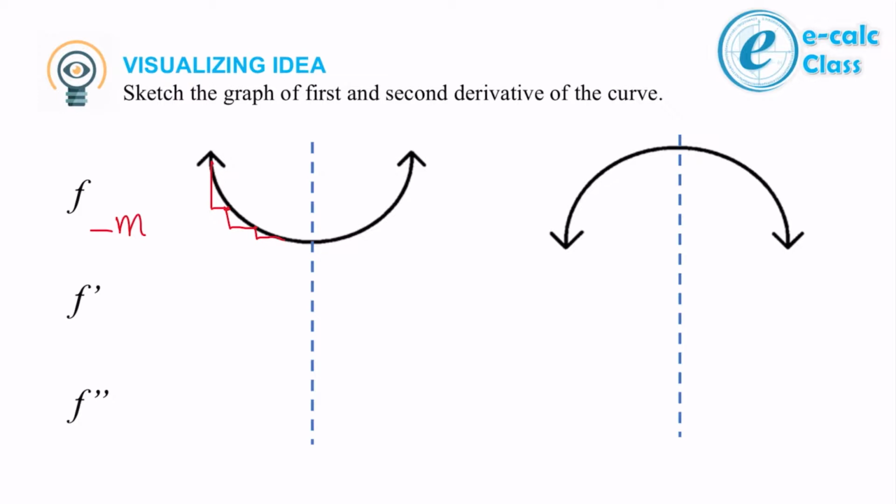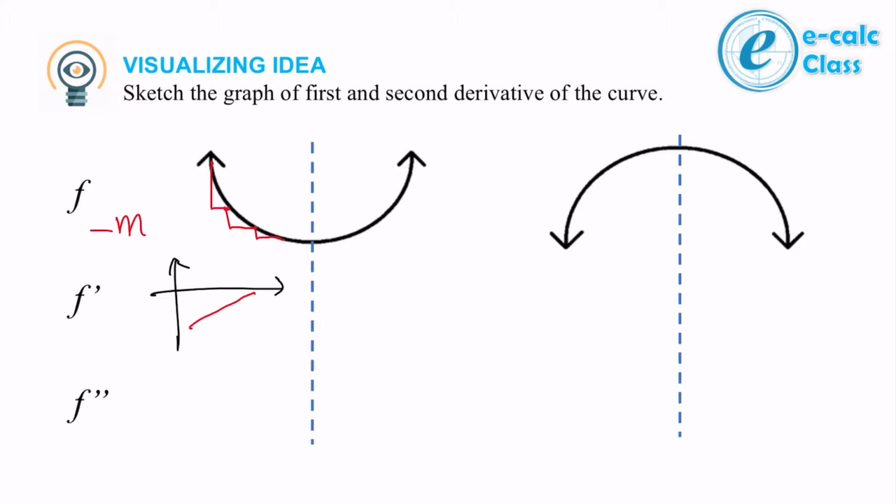So if you want to sketch the first derivative, you know that it is a negative slope, right? Negative slope means it is somewhere below the x-axis. And what about the magnitude? It becomes closer and closer to 0. So it should look like this. Okay.